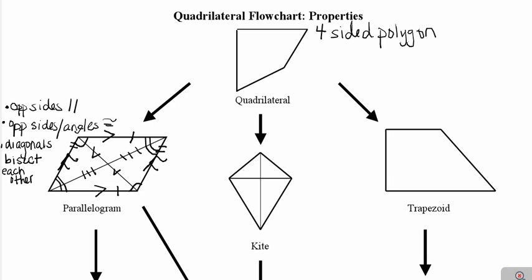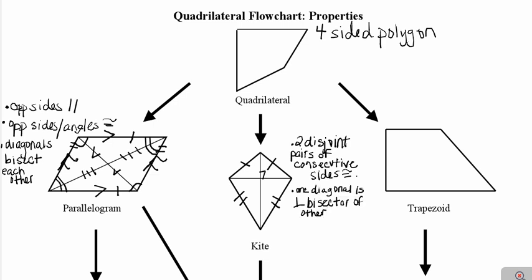So moving on, let's look over in the middle here at the kite. The kite from yesterday we know has two disjoint pairs of consecutive sides congruent. So I'm going to label that on my diagram with tick marks. We know that in a kite, one diagonal is the perpendicular bisector of the other. So all those angles in the middle are right angles since we know the diagonals are perpendicular. And since one of the diagonals is the perpendicular bisector of the other, that means only one diagonal in a kite is being bisected.